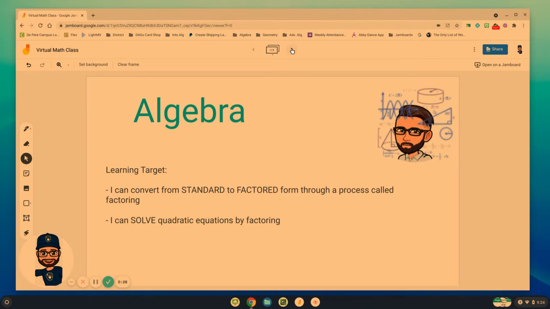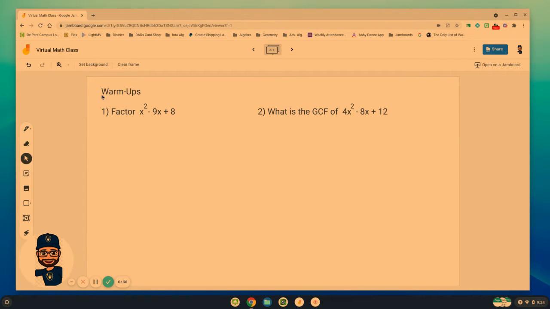And so let's take a look at a few reviews. Number one, try and factor x squared minus 9x plus 8. Pause the video here and see what you get for number one.